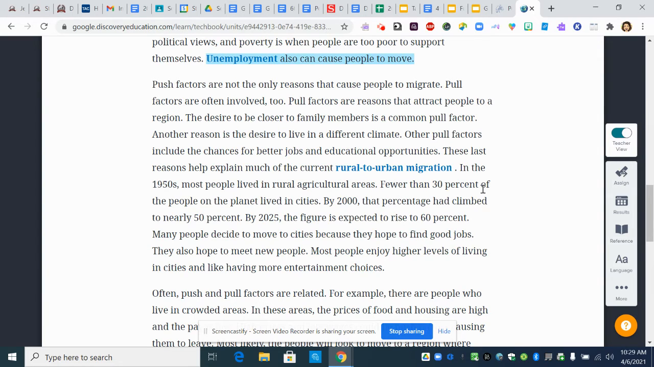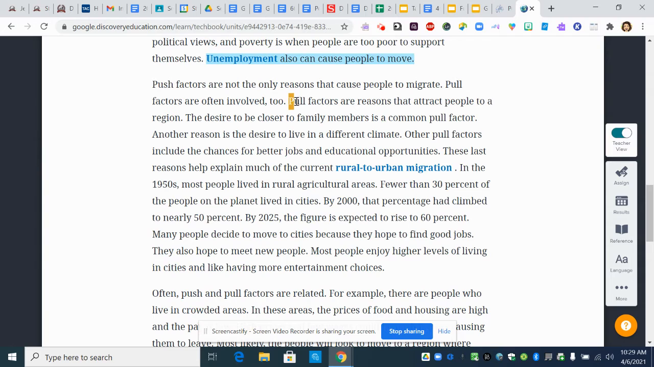Fewer than 30% of the people on the planet lived in cities. By 2000, that percentage had climbed to nearly 50%. By 2025, the figure is expected to rise to 60%. Many people decide to move to cities because they hope to find good jobs. They also hope to meet new people. Most people enjoy higher levels of living in cities and like having more entertainment choices.